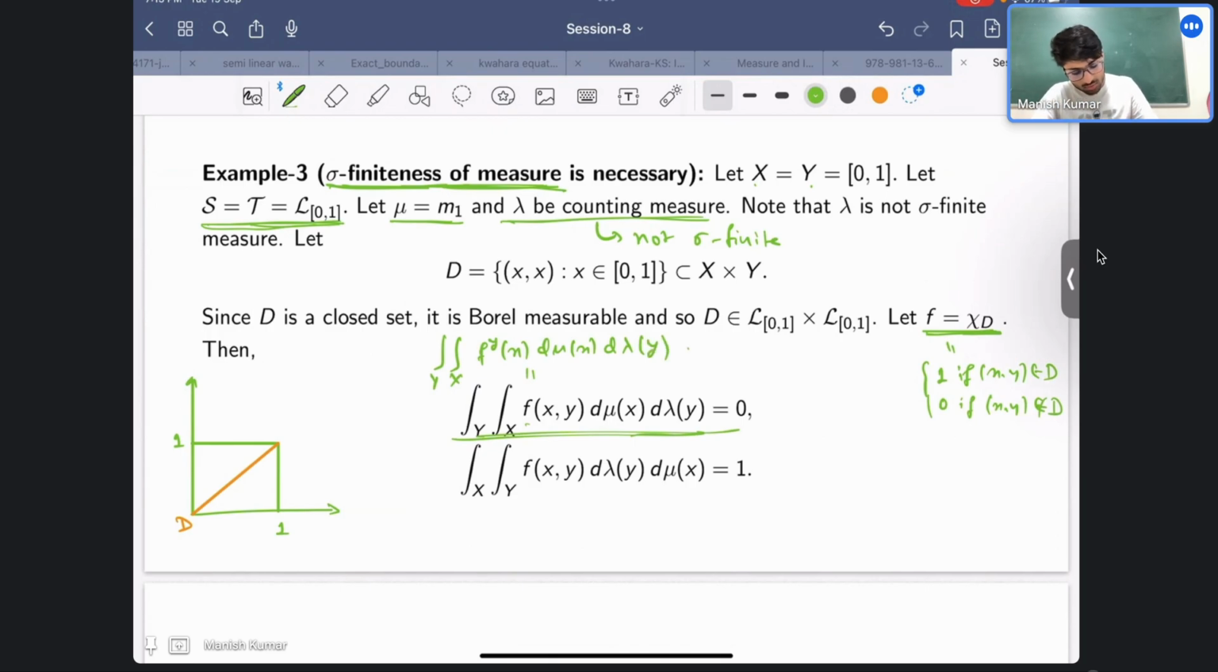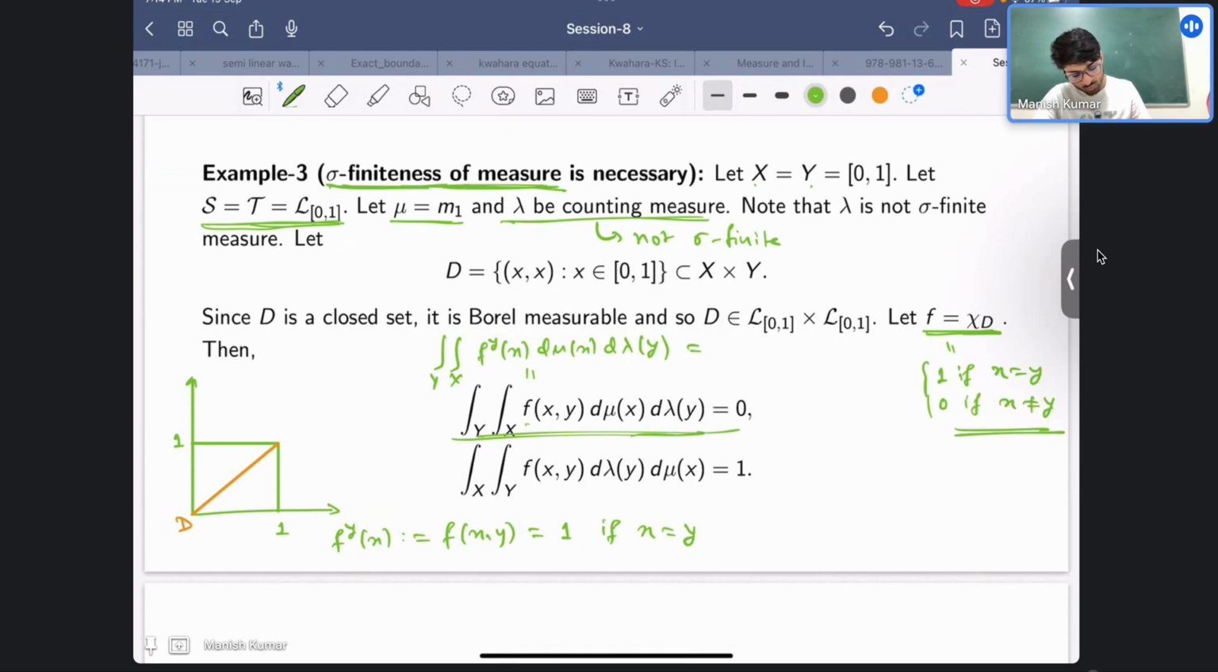So this f_y(x). Now let us see what f_y of x will be. f_y of x will be f(x, y), right? So this is by the definition. Now f(x, y), the moment you fix y, then it will be taking value 1 if x is equal to y, right? This is what this definition says, that if (x, y) belongs to D means that x is equal to y, and 0 if x is not equal to y, right?